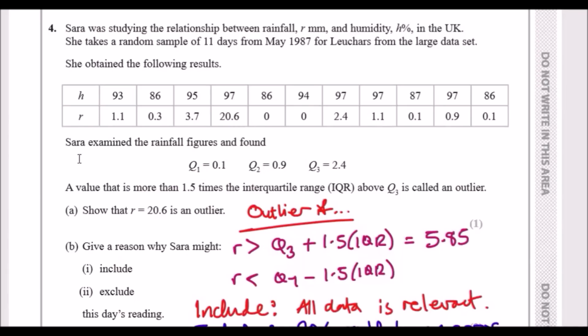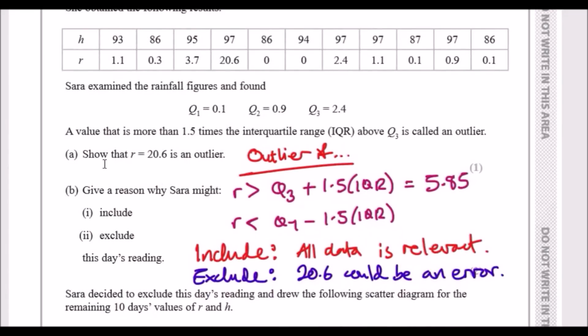So let's keep going. Sarah examined the rainfall figures and found that out of the 11 days, the first quartile was 0.1, the median was 0.9, and the third quartile was 2.4. Now, a value that is more than 1.5 times the interquartile range above the third quartile is called an outlier. So they actually define for you what an outlier is. I wrote it here. It's basically 1.5 times the interquartile range. And remember, the interquartile range is the difference between the third and the first quartile, the range between the upper and lower quartiles. Make sense? And of course, it's above Q3, so plus Q3.